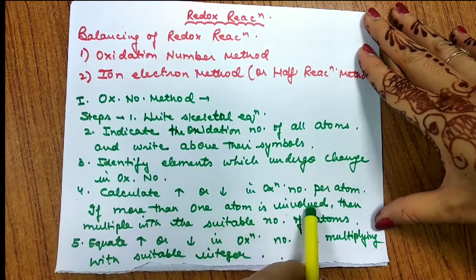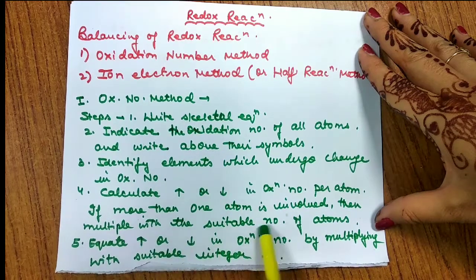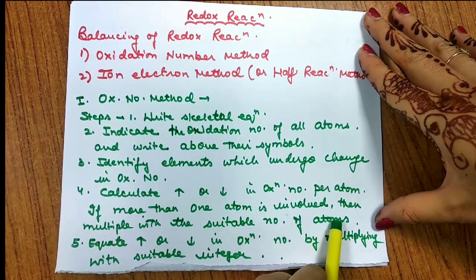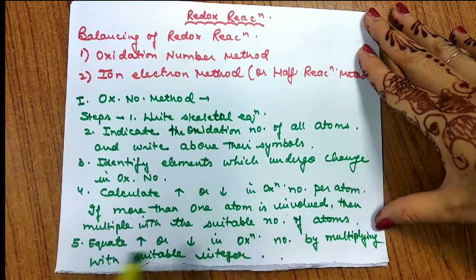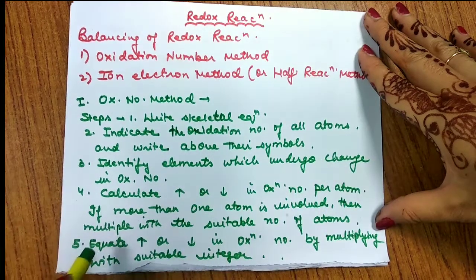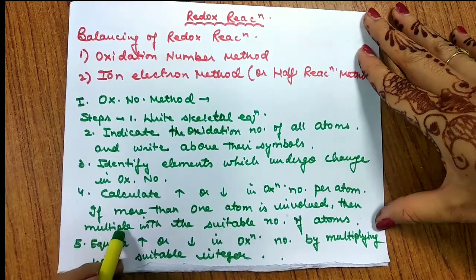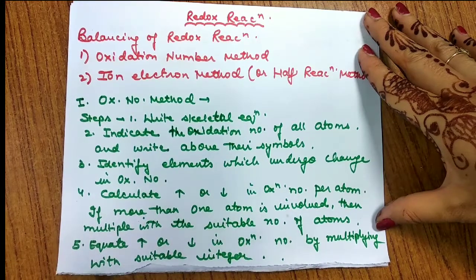If more than one atom is involved, then we need to multiply with the suitable number of atoms. We'll discuss how we multiply. Suppose I have Cr on one side and Cr2 on the other side. On the first side also we'll multiply by 2 so that both sides have an equal number of atoms, so that the oxidation number will be balanced. Once we are done with step 4, we'll move to step 5, that is, equate the increase or decrease in oxidation number.